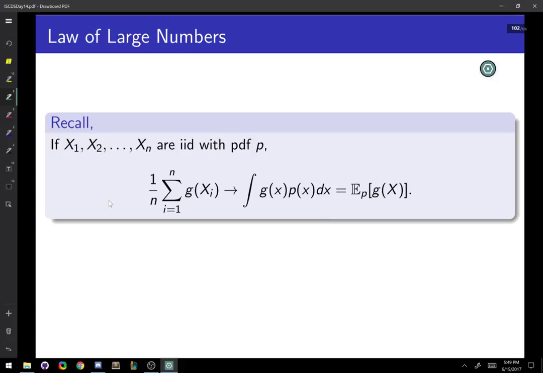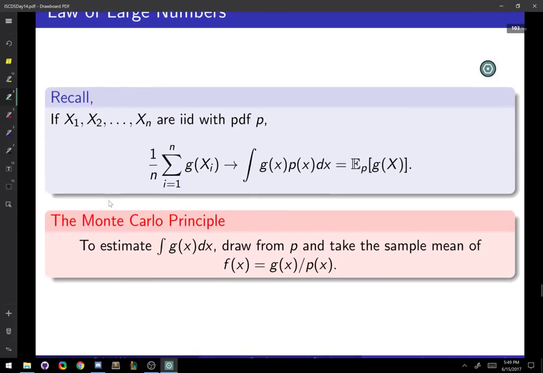So the Monte Carlo principle is to estimate the integral, let's say, of g of x. But we want to exploit the fact that it could be written as something times a density function, because otherwise it's not going to work, right? So you want to estimate the integral of g of x dx: draw from p, and take the sample mean of g of x divided by p of x.